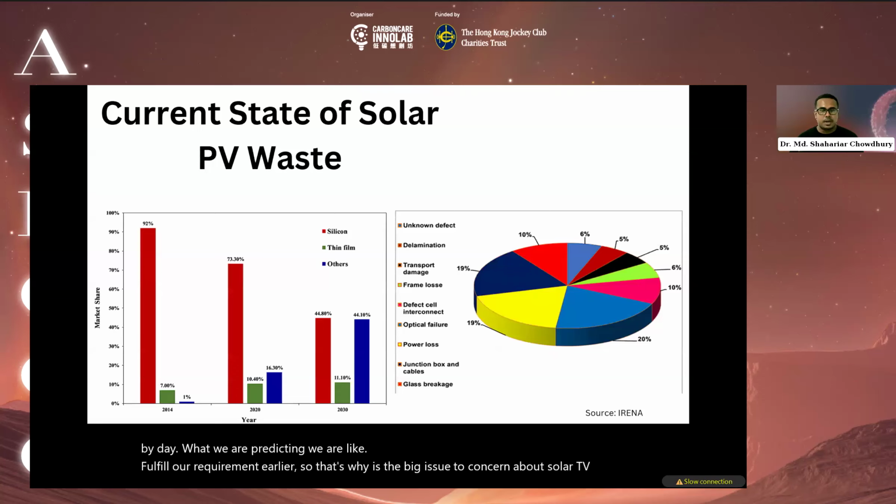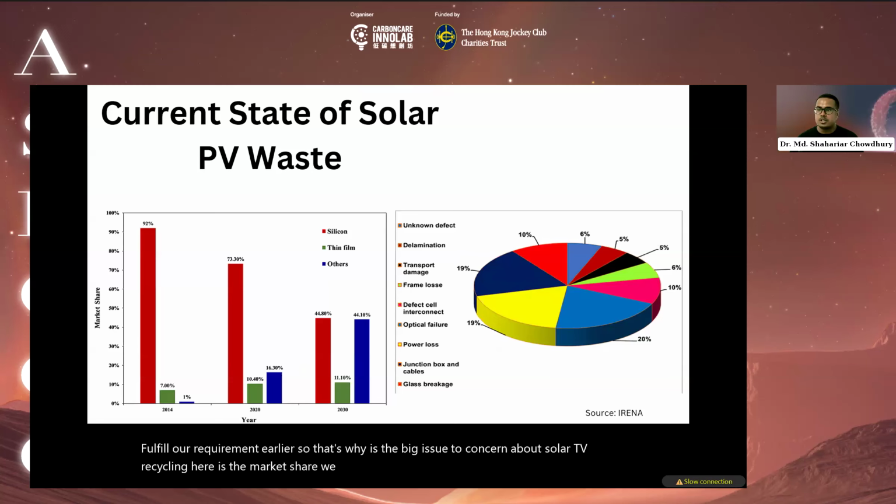Here is the market share. We can see that silicon-based solar cells were 92% by 2014. But according to the research, although we predicted it would drop to 50, it is still not less than 80% silicon-based solar cell. The third generation is still being worked on and is not yet available in the market. It will come. There are many reasons.